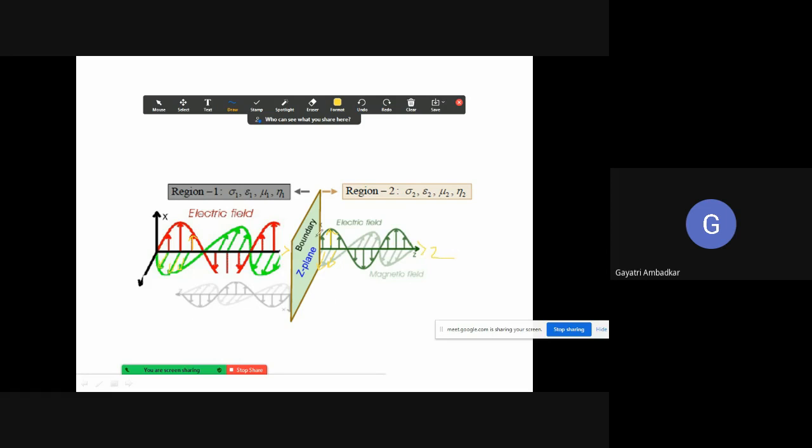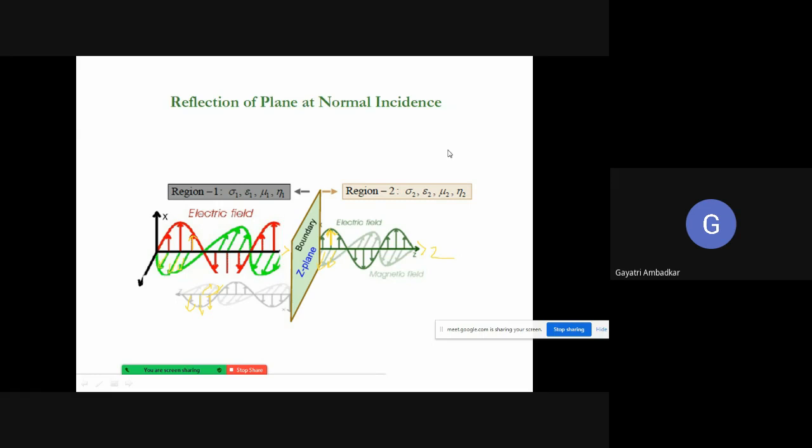After reflection, if you find this was the E field, now it is reversed. So this is your E field which is reversed. Fine. Similarly, this H field is also reversed because reflection is happening.